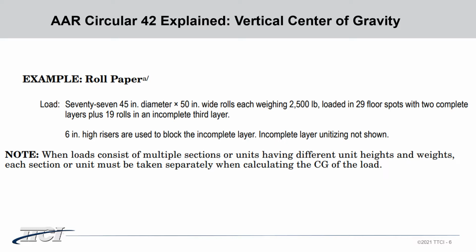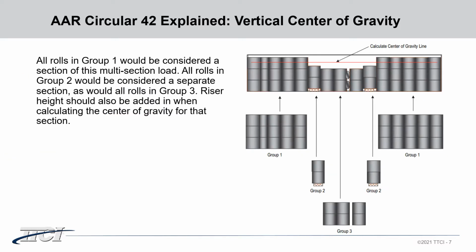So here's what it looks like in 3 groups of rolls. The first group is all the rolls loaded in 3 layers. The second group consists of all the blocking rolls, or rolls that are loaded on risers. And the third group is all the rolls that are floor loaded, the 2-layer stacks.